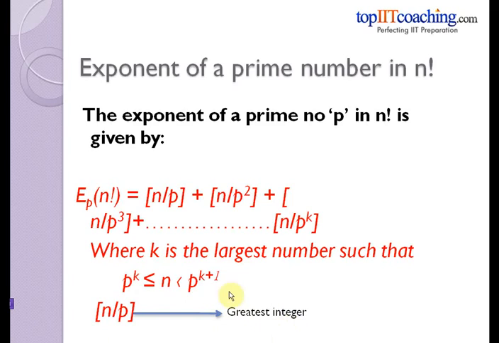So what we can say is, the exponent of a prime number p in n factorial is given by this formula, where k is the largest number such that p^k is less than or equal to n, which is less than p^(k+1). Here the bracket sign represents the greatest integer. Let's look at an example to understand this formula.